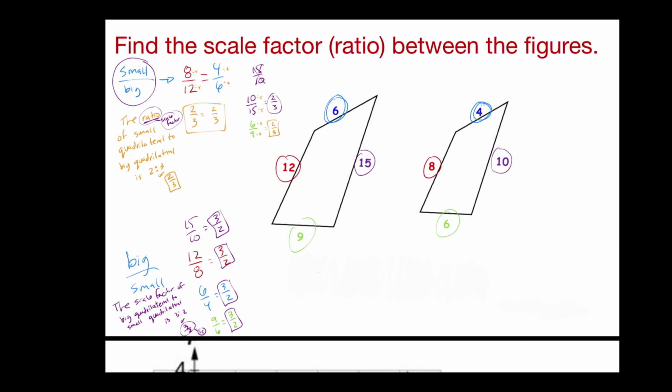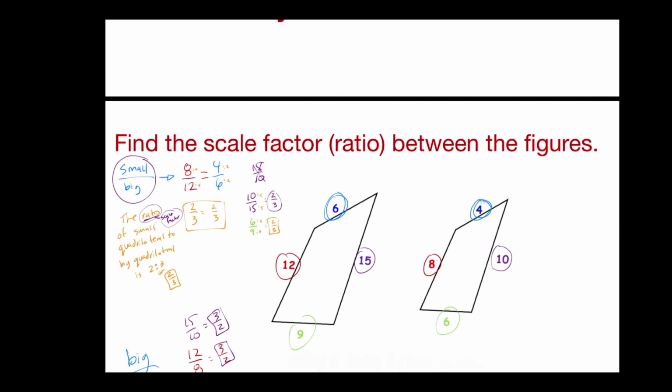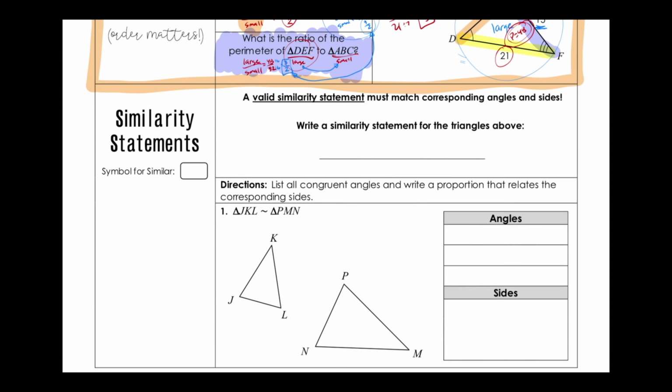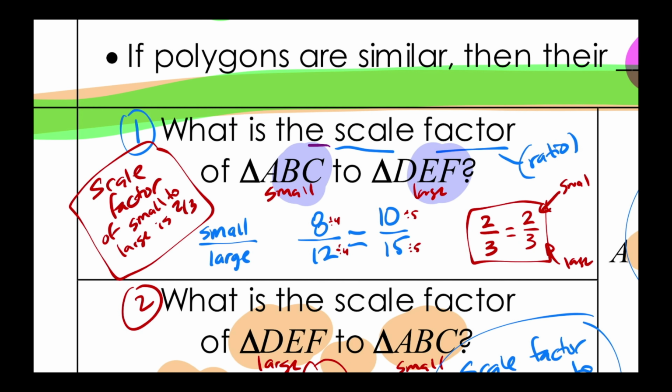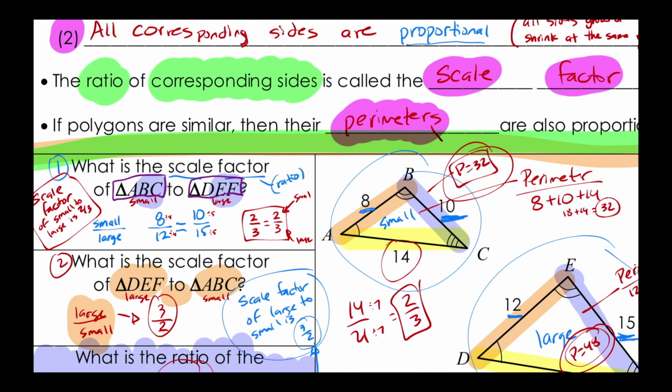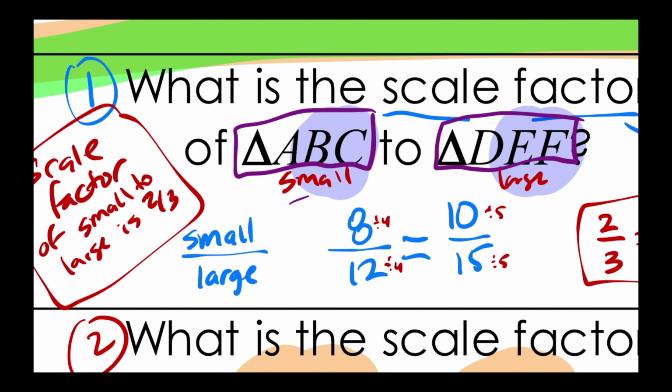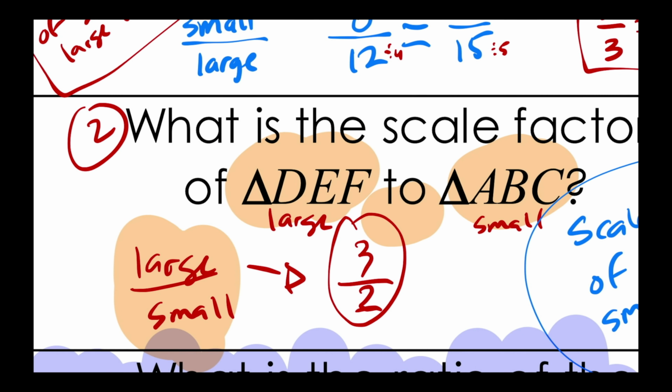Usually the question will tell you that. It'll say, like we did over here. Remember, yesterday's notes. Question 1 said from ABC to DEF. Well, ABC is the small one and DEF is the big one, so this one's going from small to large. And then the second question said from DEF to ABC, from large to small. So the question will usually tell you how you're going.